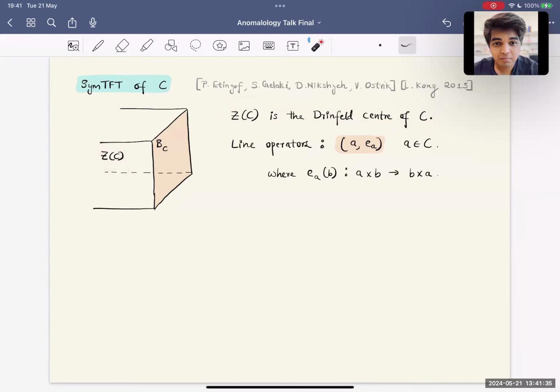this SymTFT. The important part of the SymTFT that I would like to mention is that the simple line operators in the SymTFT have this kind of notation. You can write down all line operators in the SymTFT in this way: A, comma, EA. What is A? A is some object in the boundary category. So it's some line operator in the boundary category. EA is certain maps between A times B and B times A.